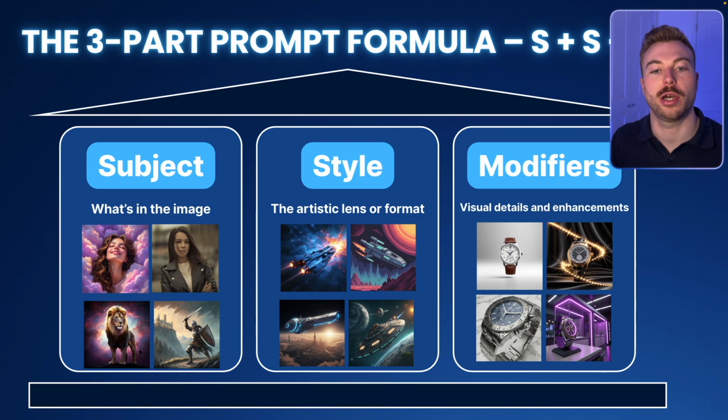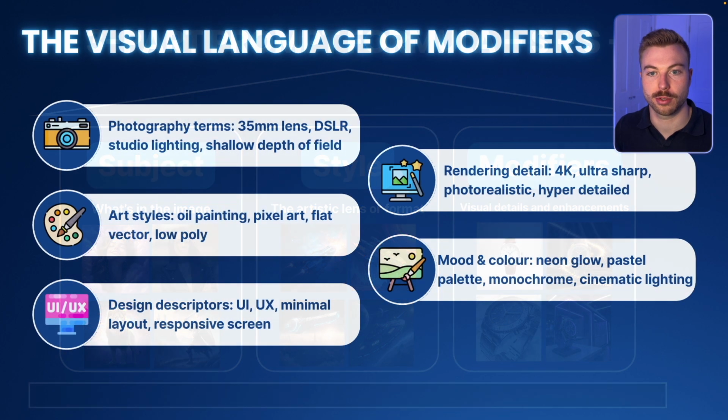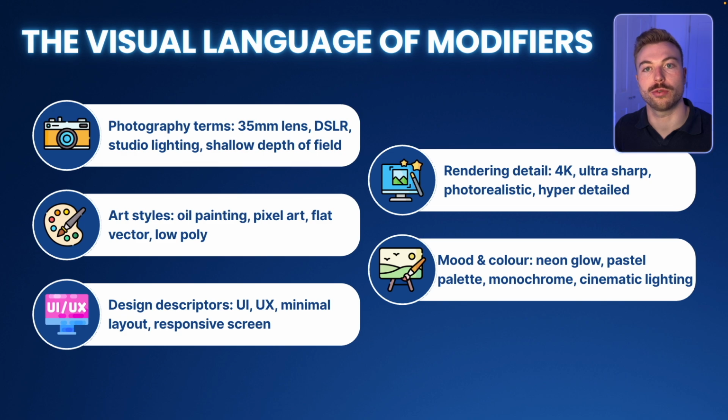Now that we understand this at a high level, what are some of the lower level details? We're looking at the visual language of some modifiers. So think about some key terms that would work: 35mm lens, DSLR, studio lighting, shallow depth of field. Some of these will be easier and better with some models versus other ones out there, so try different ones and see what works best for you. 35mm lens may work for some. You may need to say a fisheye lens for some other ones. We'll be able to say the art style, so again, oil paintings, pixel art, flat vector, low poly. I'll include some more examples in the resource hub so that you can see exactly how it works.